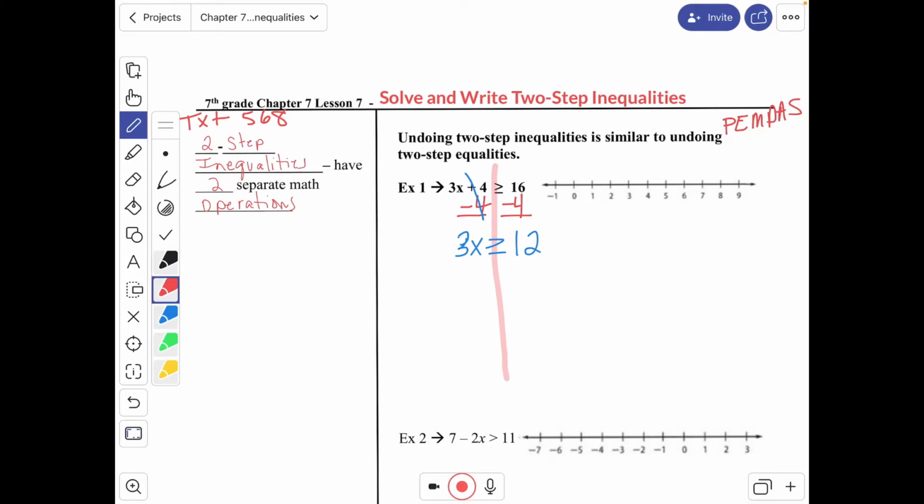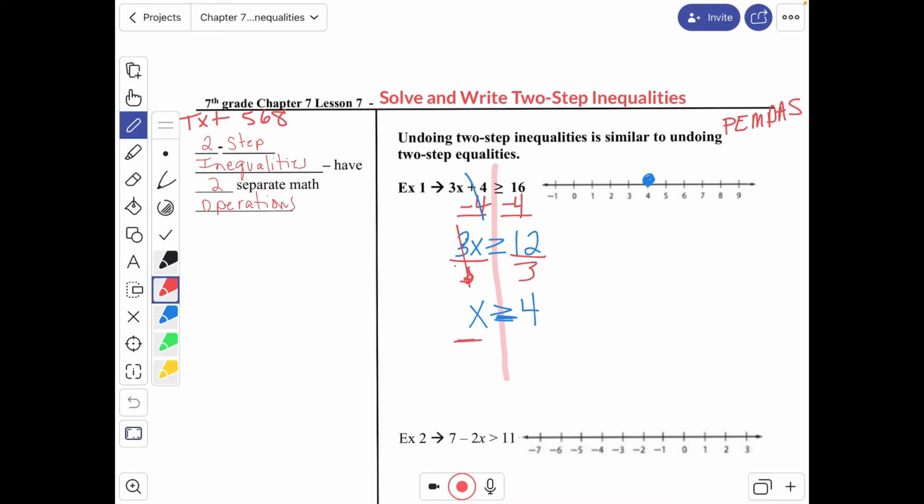Then we want to undo the multiplying by 3. So the opposite of multiplying by 3 is dividing by 3. The 3's cancel. X comes straight down. Greater than or equal to sign comes straight down, and 12 divided by 3 makes 4. Since it has an equal sign, that's the little equal sign, it gets a solid dot at the 4.